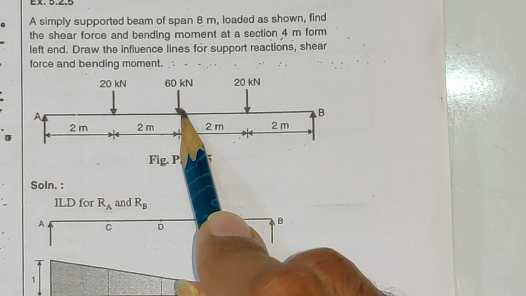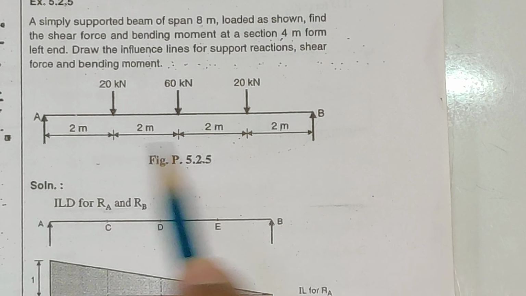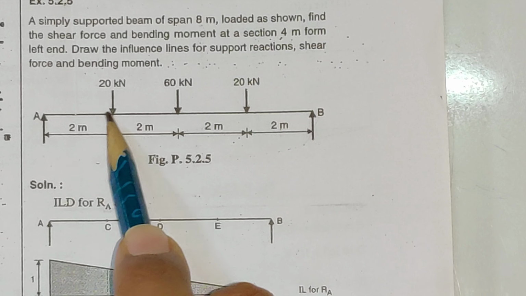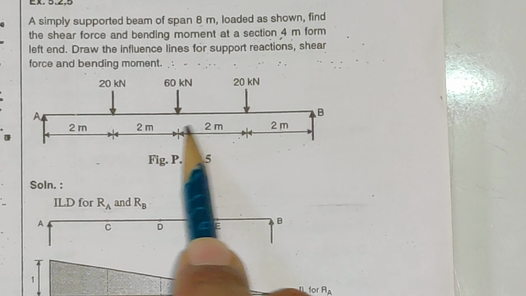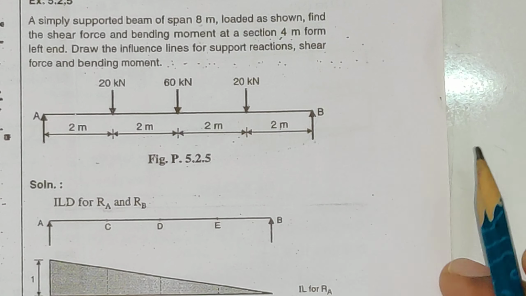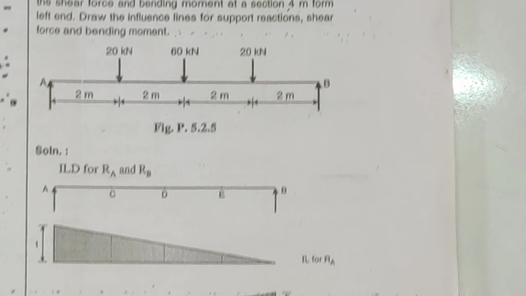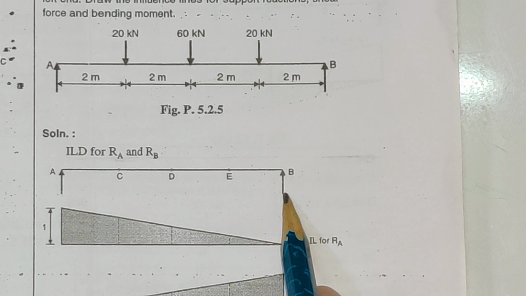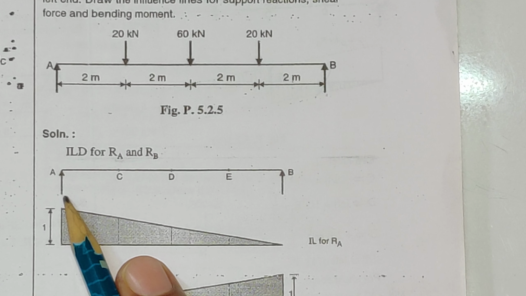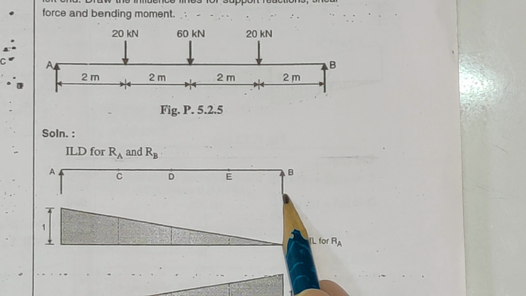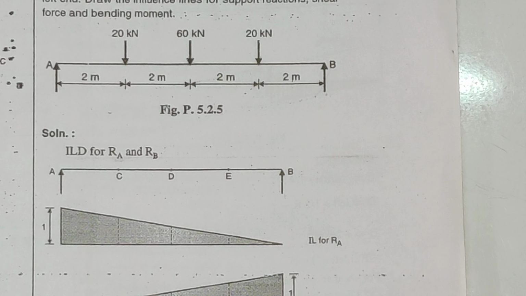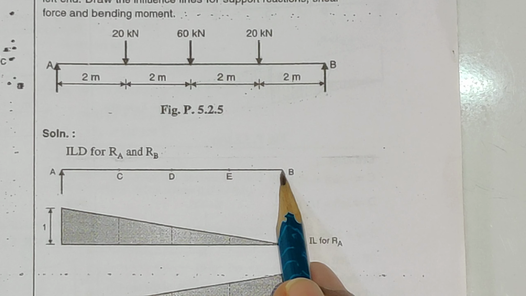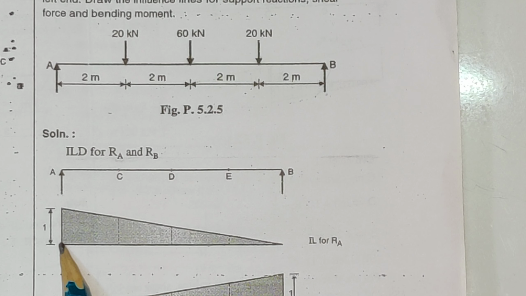20 kilonewton, 60 kilonewton, 20 kilonewton. Total length of beam is 8 meter. These loads are acting at distances of 2 meter, 2 meter, 2 meter and 2 meter. So first, as you can see here, a simply supported beam, reaction at point A is RA, reaction at point B is RB. We'll assume a unit load is acting on this beam. First we'll consider the unit load at point A.